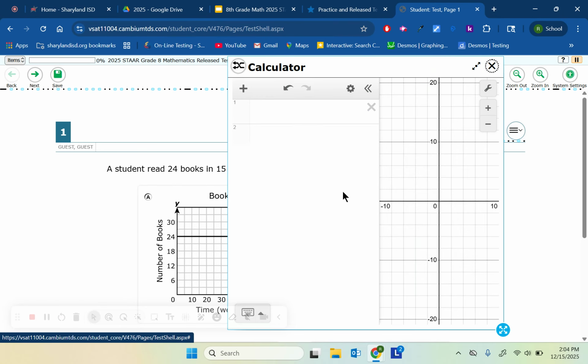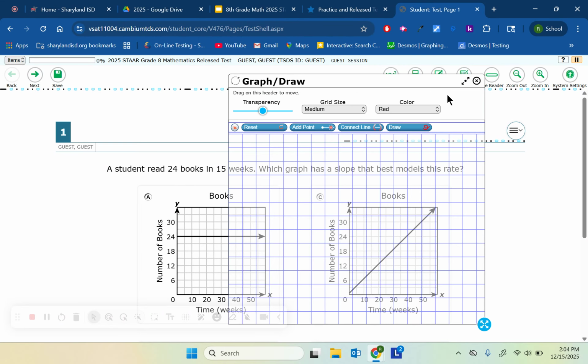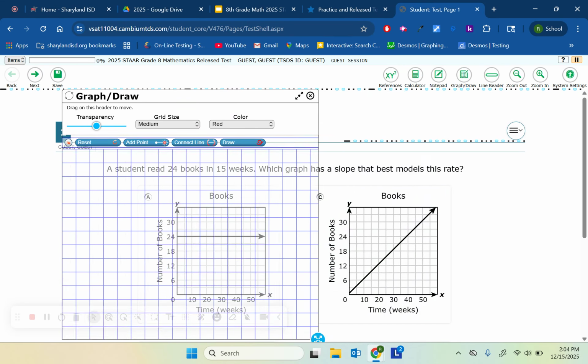I'll be utilizing two tools. I'll be utilizing your graphing calculator, which in this case I'll be using decimals, because I like the decimals, and this graphing tool that I'll be using to do a bunch of writing with.